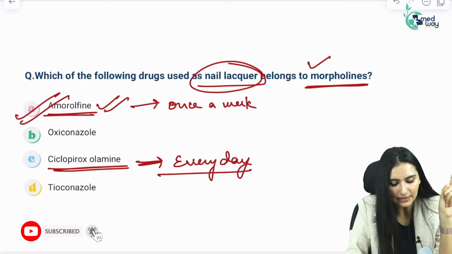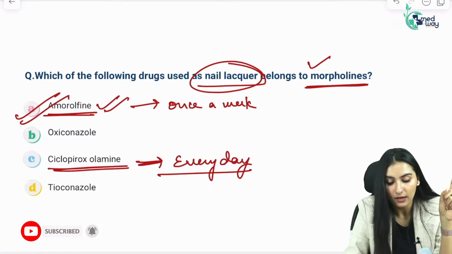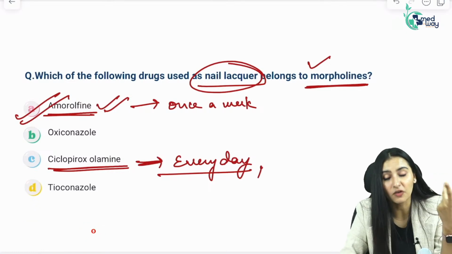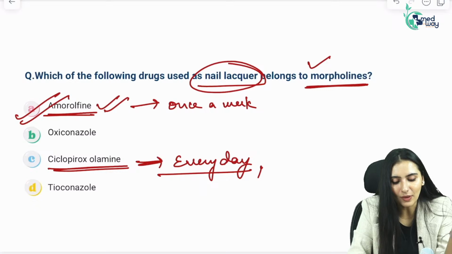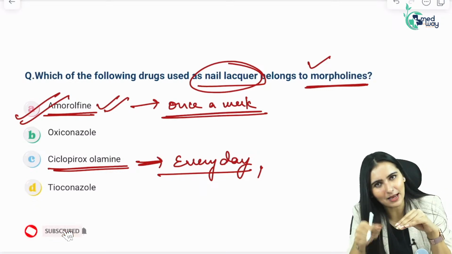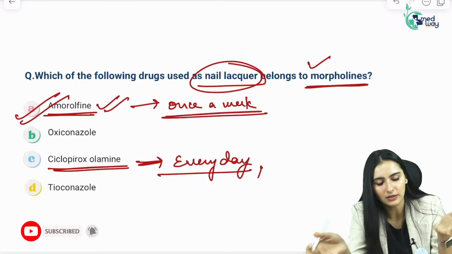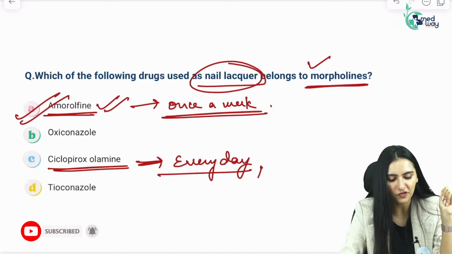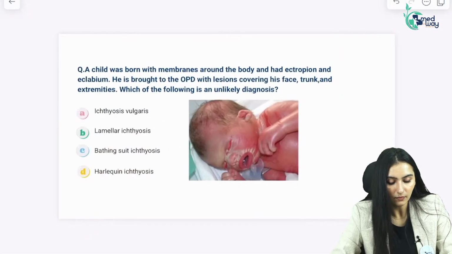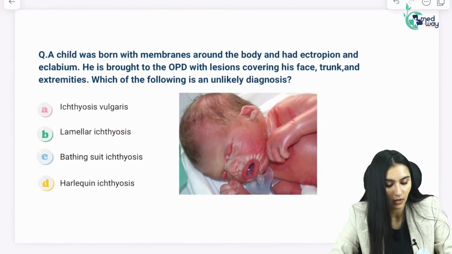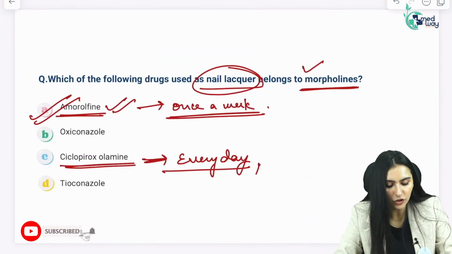The problem with ciclopirox olamine is that you have to apply it every day. It becomes difficult for the patient. But once a week is okay. You tell the patient once a week you apply this nail paint and then remove it after 1 week. It's easy, so they prefer this better. All right, next question. So there's nothing to know, you have to just mug it up and you will know the answer.